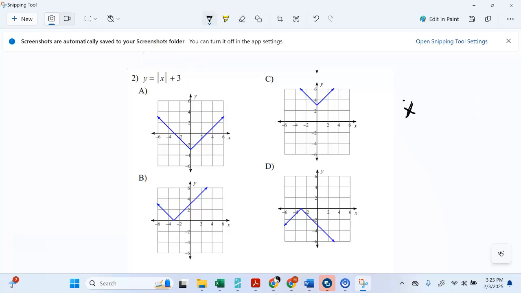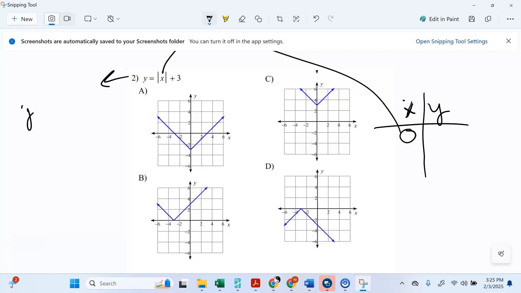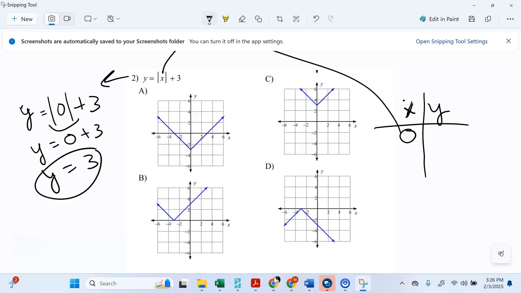So X and Y. Okay, so let's try 0 again and see what we get. We take 0 and put it into the equation right here. Y equals, instead of X, 0 plus 3. This is a pretty easy one, not a lot there. This right here is going to be 0 plus 3. So Y equals 3, okay? That means when X is 0, Y should be 3, right?